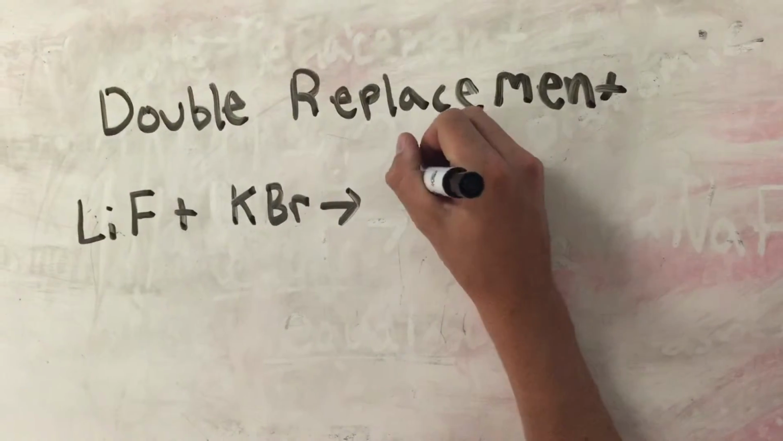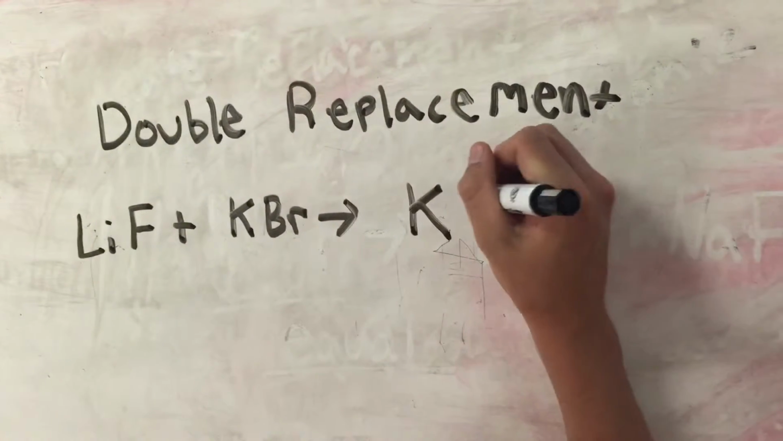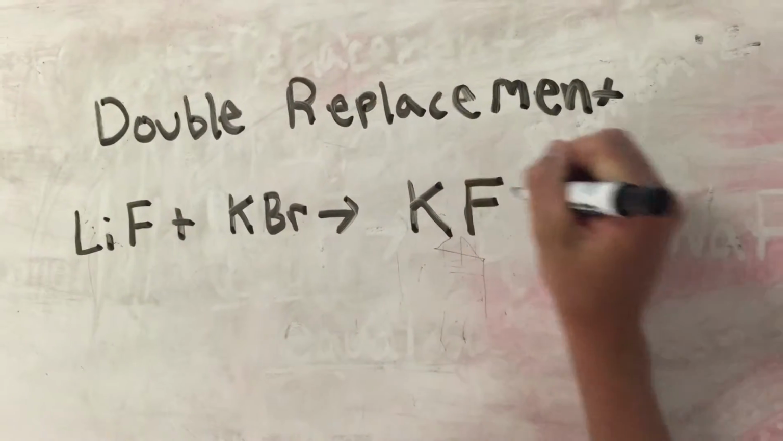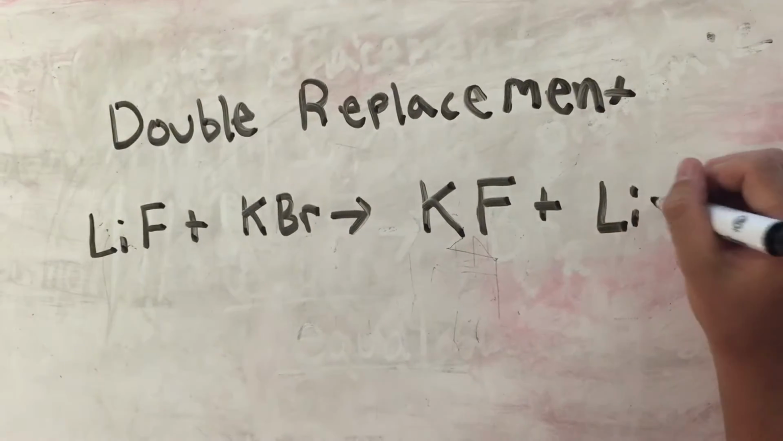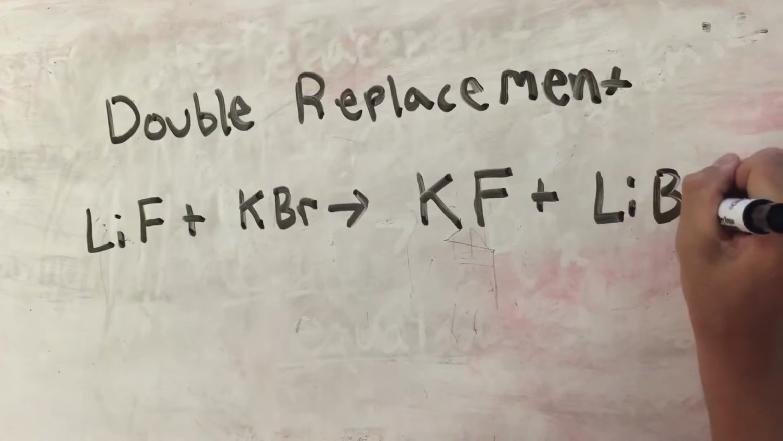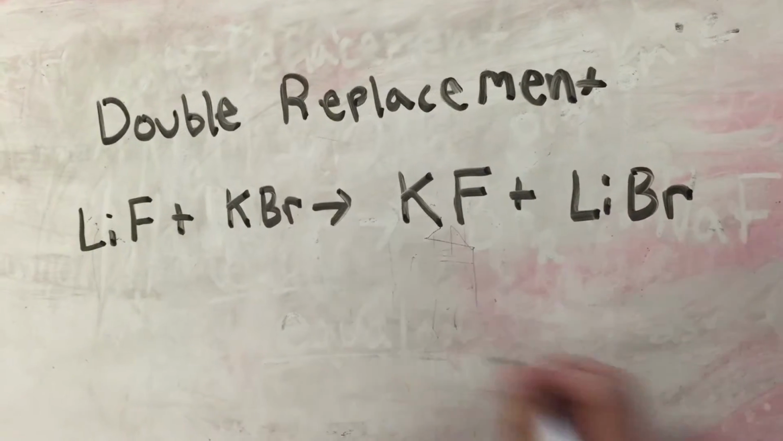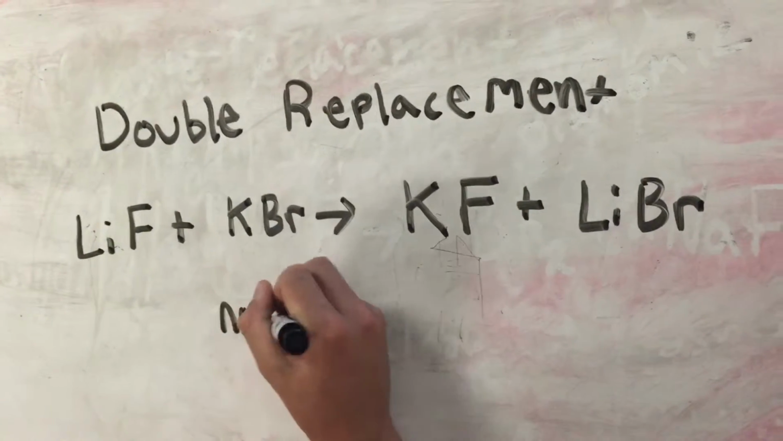In double replacements, there are two compounds on the reactant side. Switch the first elements in each compound with each other to form the products. There will be no diatomics in the reaction because both of the reactants are compounds.